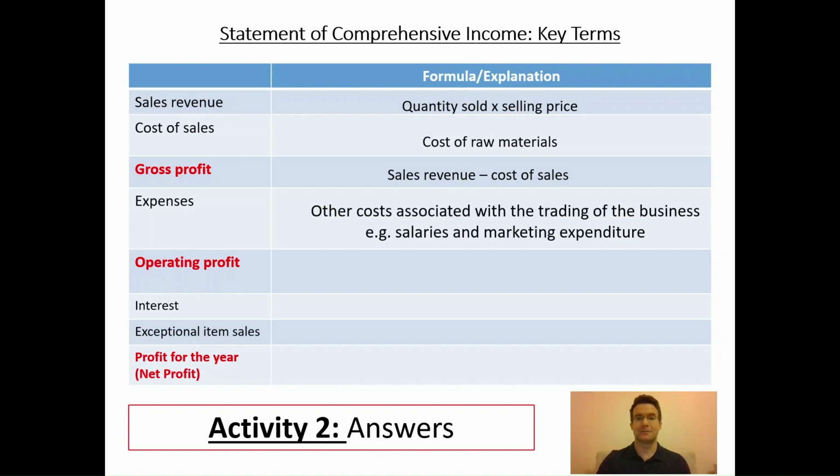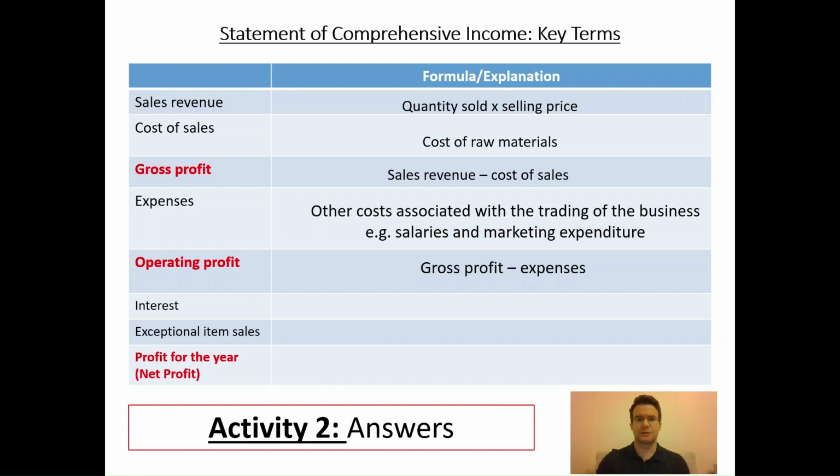And then expenses. These are other costs associated with trading within the business, not associated with the cost of actually producing the product itself or the raw material cost. This is other things that a business will have to spend money on in order to be successful. Staff salaries being one of them, advertising being another, insurance being a third. These are costs that businesses have to spend money on, but they're not directly associated with the cost of making the sale. Operating profit is simply gross profit minus expenses.